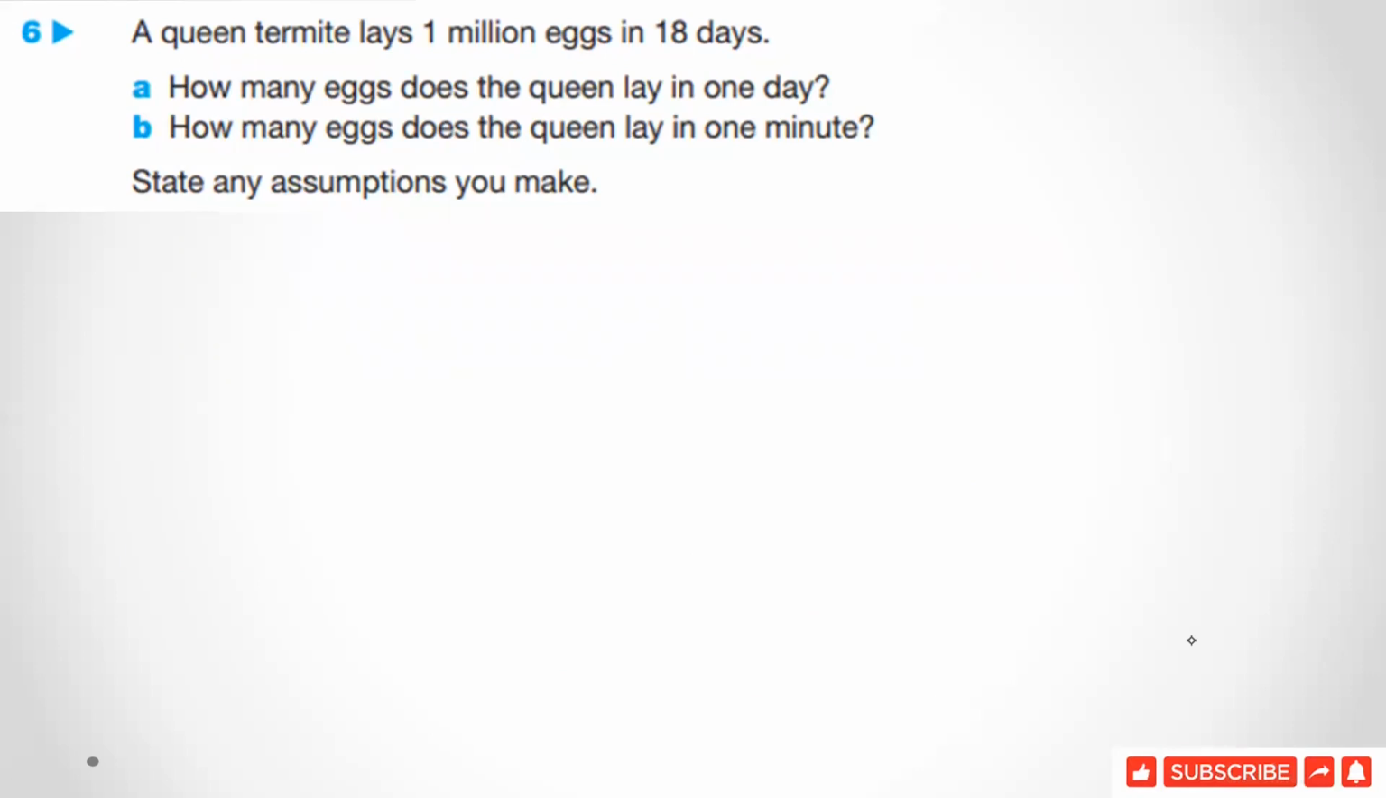A queen termite lays 1 million eggs in 18 days. Here, eggs are in direct proportion with the number of days, or we can write E directly proportional to D. Now, if we change the sign of proportionality, we have E equals K times D.